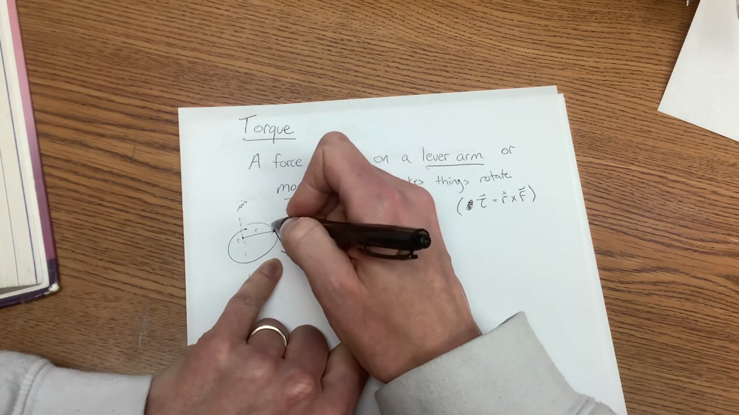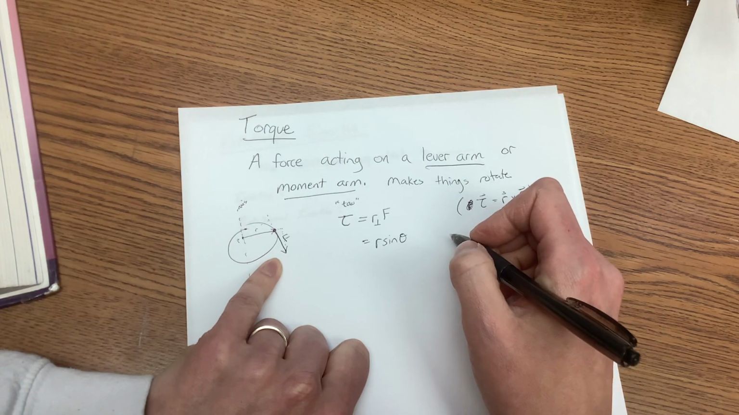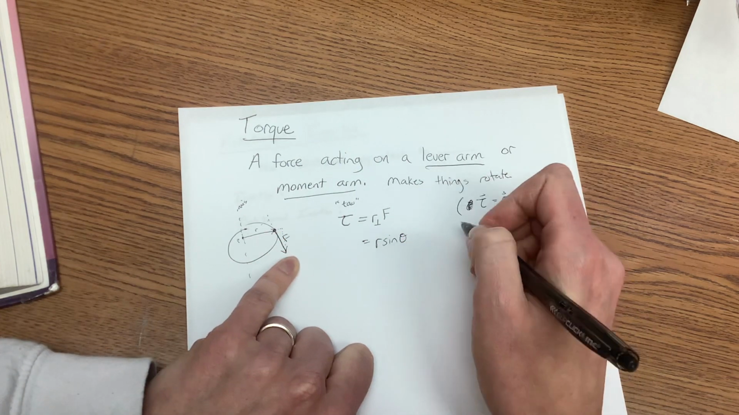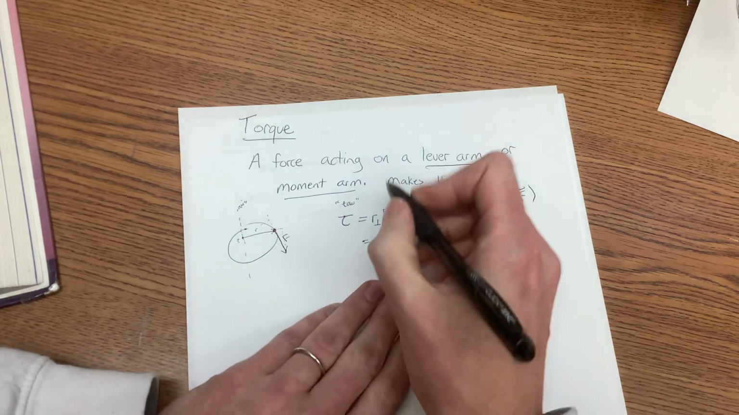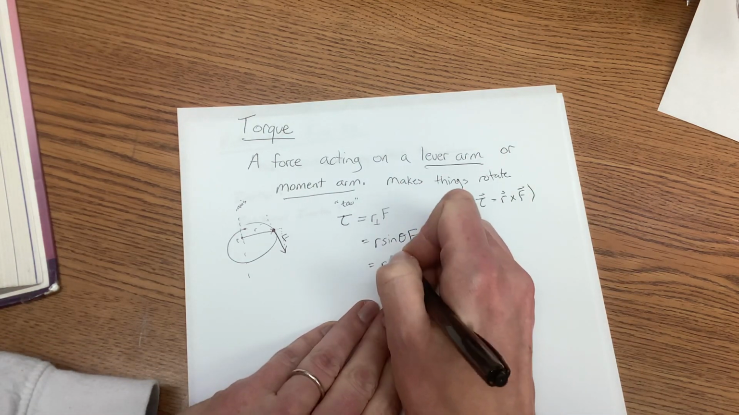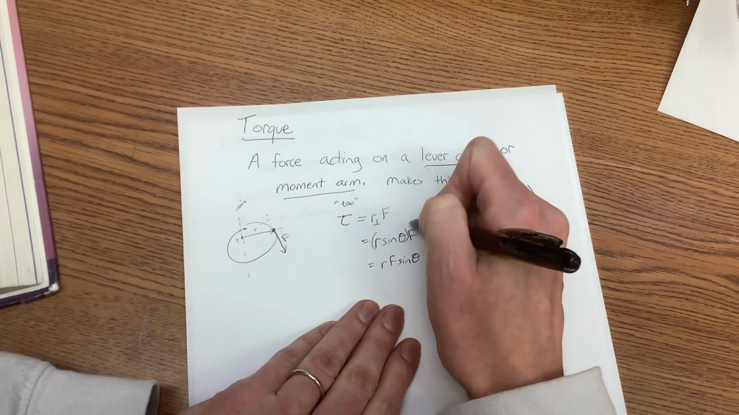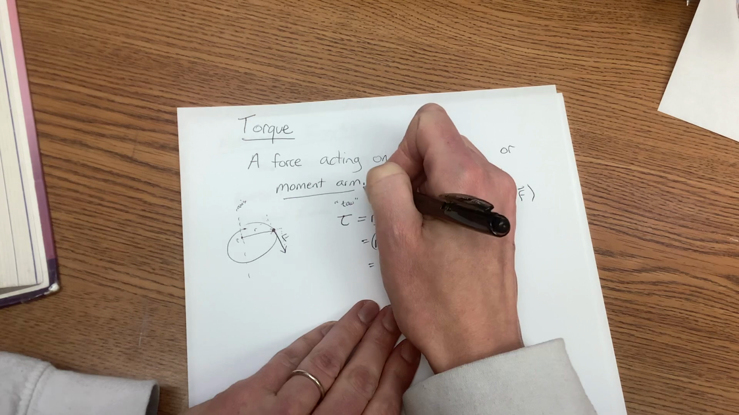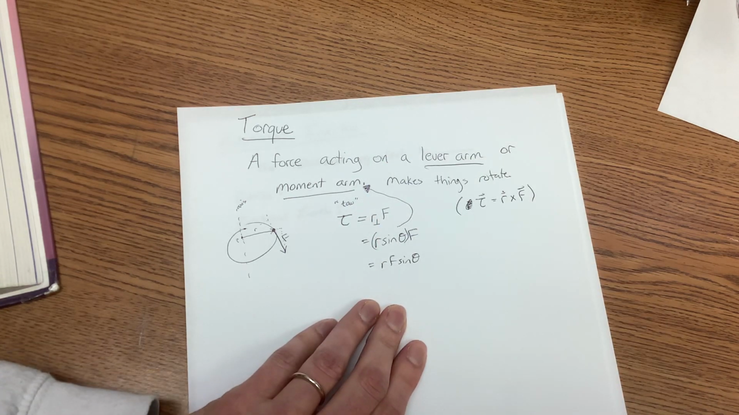So F is actually going to be this way. Is that how it goes? Yeah. No, it's this one. R sine theta times F. So RF sine theta, usually we write that RF sine theta. R sine theta is actually what's called the moment arm. So if a question says, what's the moment arm? R sine theta is what you're looking for.